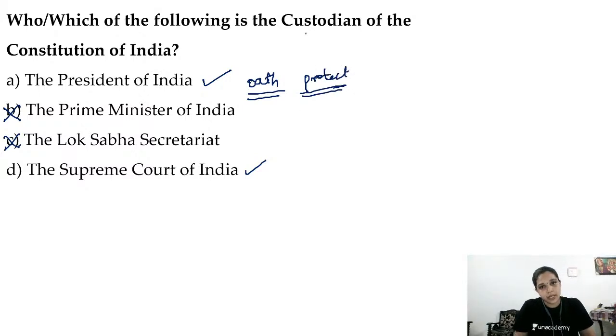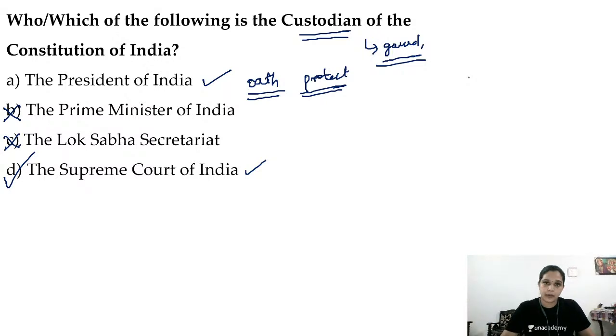But who is the custodian of the Constitution of India? Who is the guardian of the Constitution of India? Or who is the final interpreter of the Constitution of India? It's obviously the Supreme Court. Yes. It is definitely the Supreme Court that is the guardian, custodian, or final interpreter of the Constitution, or guarantor of fundamental rights. Many terminologies are there for the Supreme Court: guarantor of fundamental rights, custodian of the Indian Constitution, guardian of the Indian Constitution, final interpreter of the Indian Constitution. These terms belong to the Supreme Court.